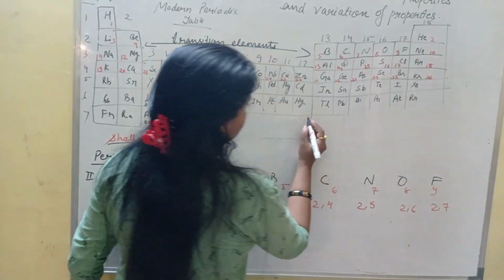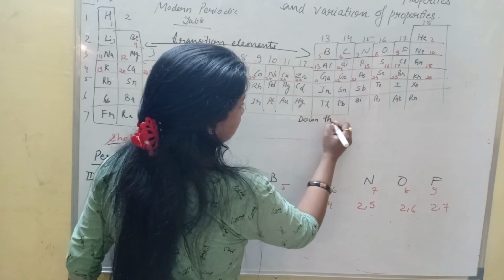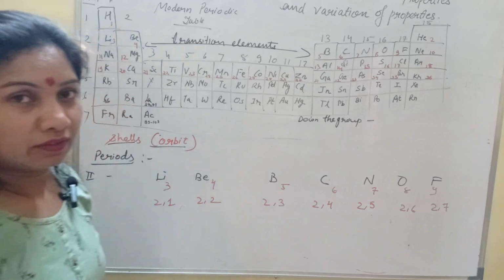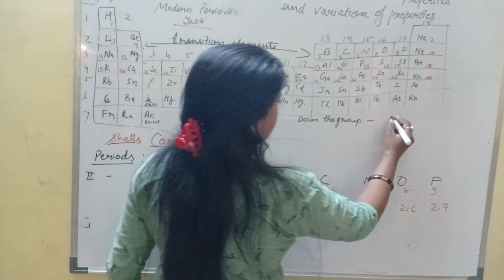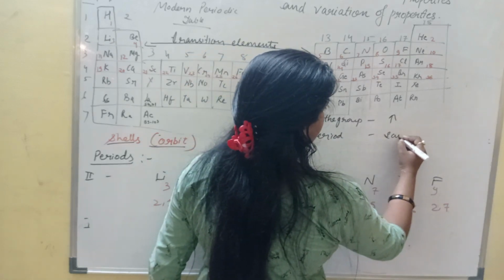I'm writing it again. Down the group, number of shells will what? Increase. And in period it is same.